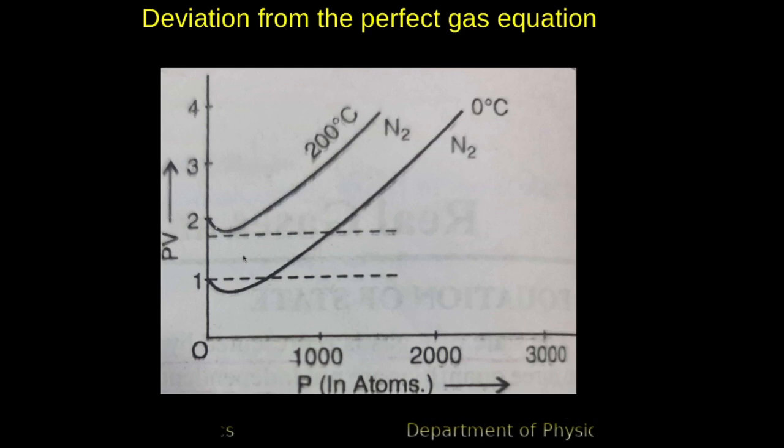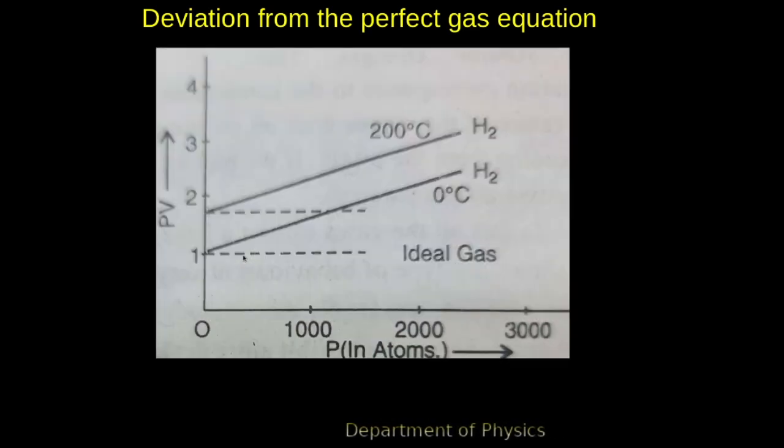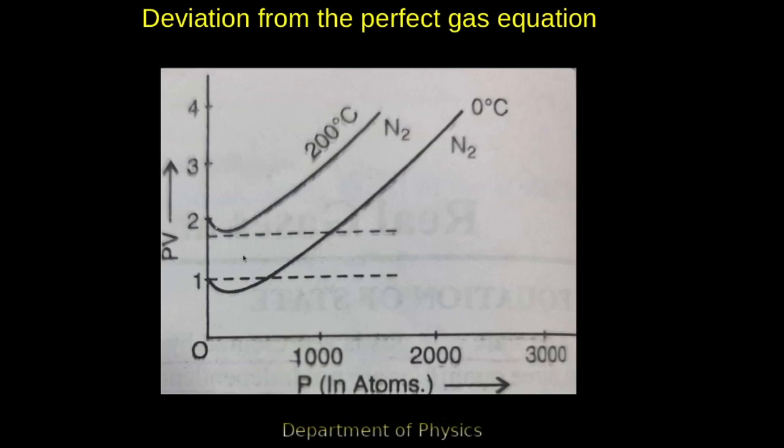From these two slides, if these gases were obeying Boyle's law, that is PV equals constant, the product PV should have been constant for all values of P at a given temperature, and the PV versus P graph should have been a straight line parallel to the P-axis. But experimentally it was not found true. The graphs are inclined to the P-axis.